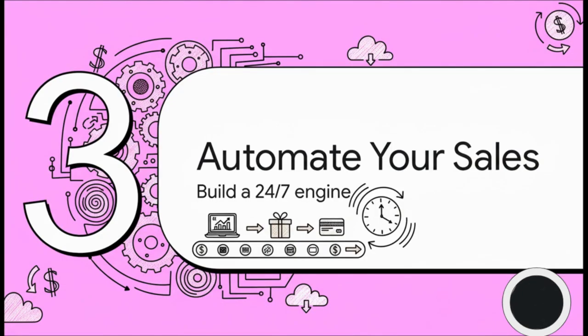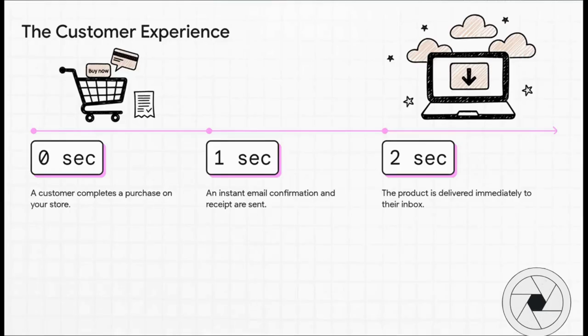Okay, your product is live. That's amazing. But now let's talk about building a true passive income stream. This part is all about automation, setting up a sales engine that just runs on its own 24/7 so you don't have to. Just think about it from the customer's point of view. The moment they make a purchase, they get an instant email confirmation and the product is delivered to them right away. It's a super smooth, professional experience, and it's completely hands-off for you. That's how you get happy customers who come back for more.